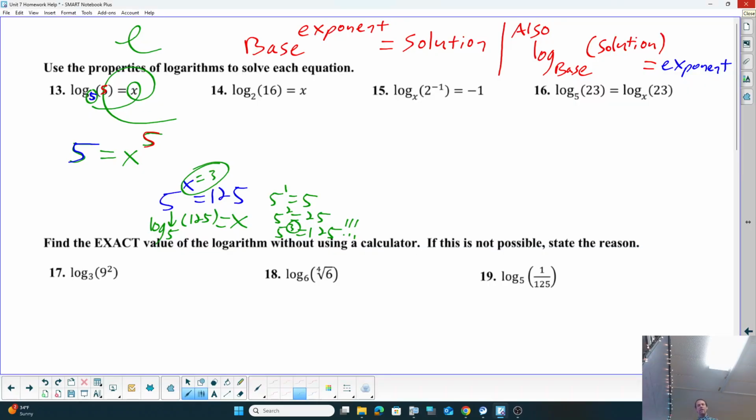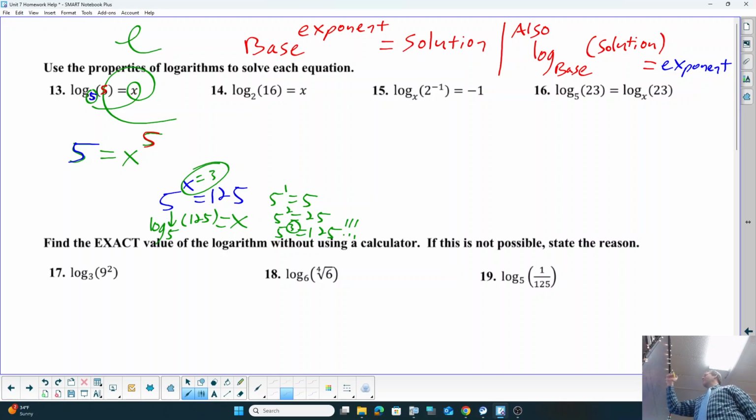We've been working on 7.3, and we were learning different things about exponentials and logs. I think I might have made a mistake. Let me see. So 5 to the x power equals 5. Is that right? Yeah, they want you to solve for x.